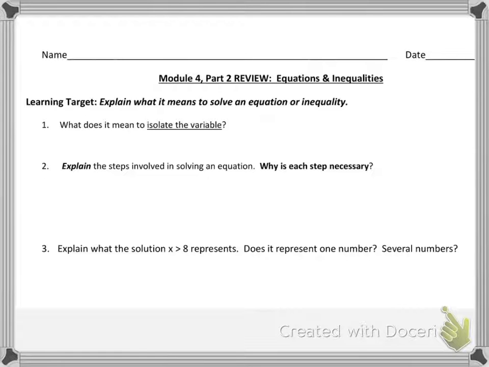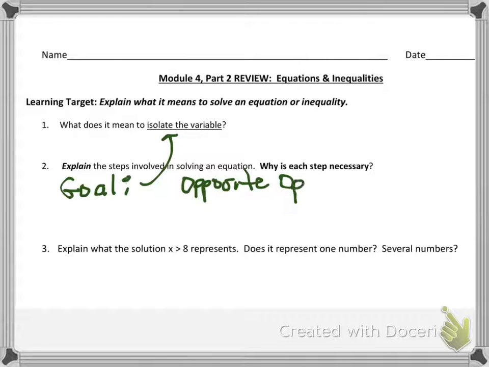Number 2, explain the steps involved in solving an equation. Well, a couple of things. Number 1, the goal is to isolate the variable. That's the first thing. How we go about isolating the variable is to use opposite operations. And that means if we're trying to get rid of addition, we use subtraction.